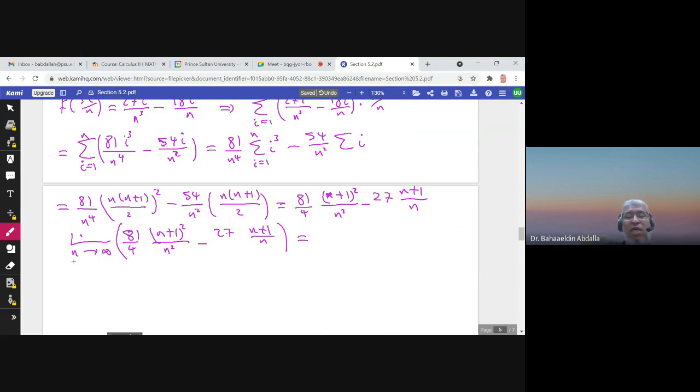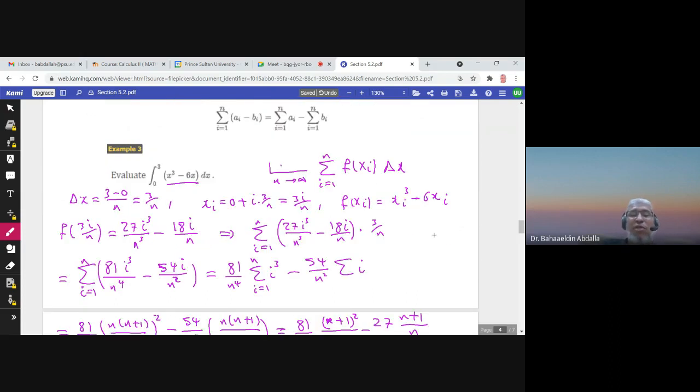Now, when we take the limit when n goes to infinity, we take the highest power. The highest power here is n square. So n square over n square is 1. So I will have 81 over 4 minus. The limit here when n goes to infinity is also 1 because n over n is 1, taking the highest power. So 27. So that's the definite integral: 81 over 4 minus 27 will give you the exact area, which is negative 6.75.